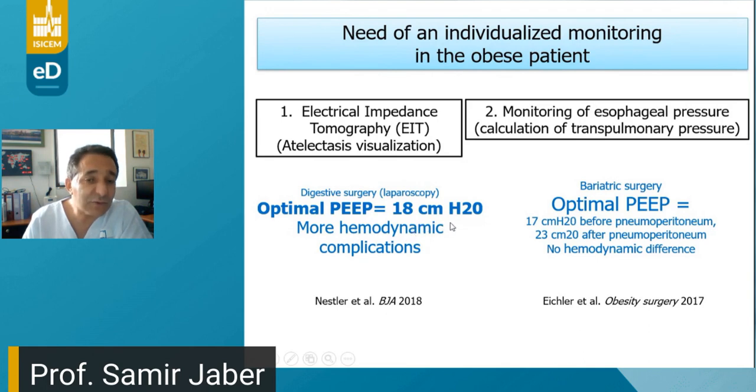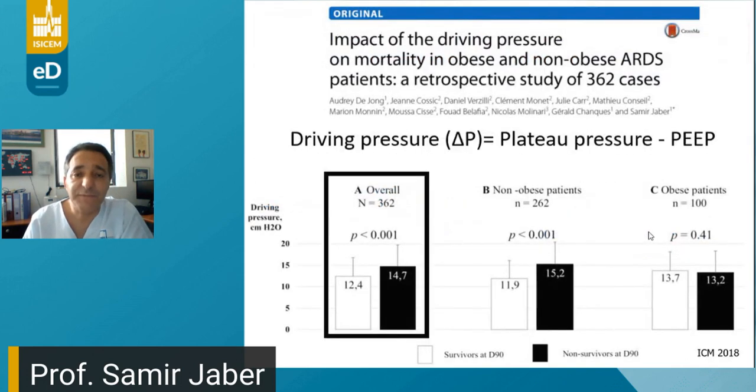18 centimeters could probably be considered the reference value. The same was found in bariatric surgery. You see, you have more than 20 centimeters. This study does not recommend using this value, but gives us a physiological point that probably the PEEP value in obese patients should be slightly or more higher than in non-obese patients.